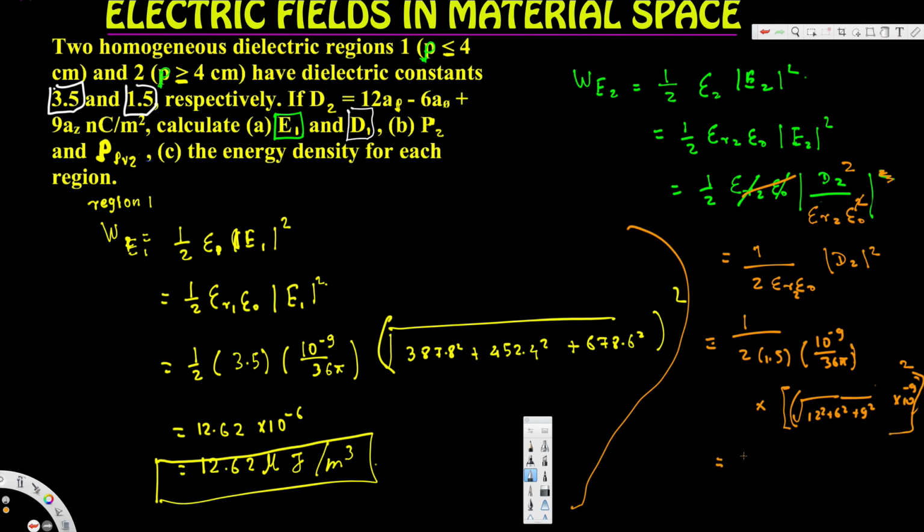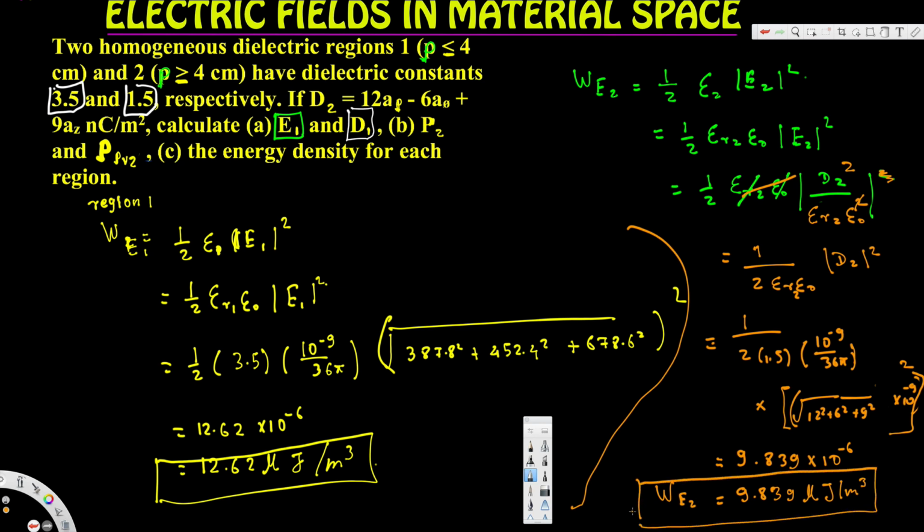After we square this, we end up with 9.839 times 10 to the power minus 6. 10 to the power minus 6 is micro, so it's 9.839 microjoules per meter cube. So this is going to be the WE2, and that's our final answer.